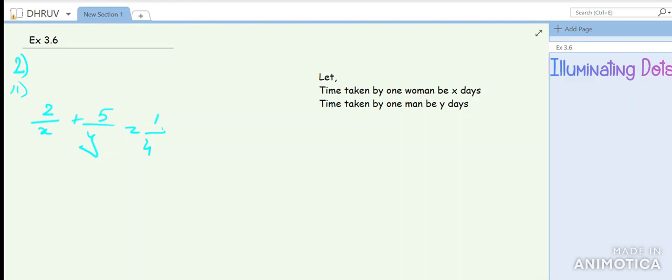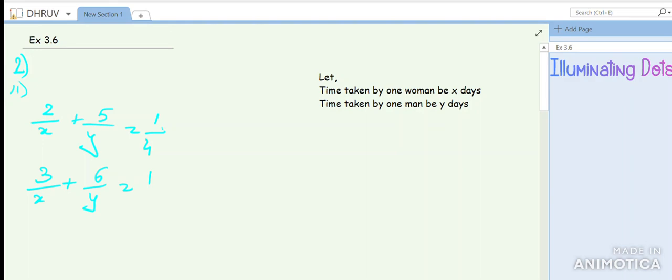So the second part says three women, that is 3 upon x, and six men, that is 6 upon y, finish the work in 3 days, that is 1 upon 3. So okay, this can be explained in this way also. Okay, it cannot be explained in this way. So just solve it here. You can get the answer by yourself.